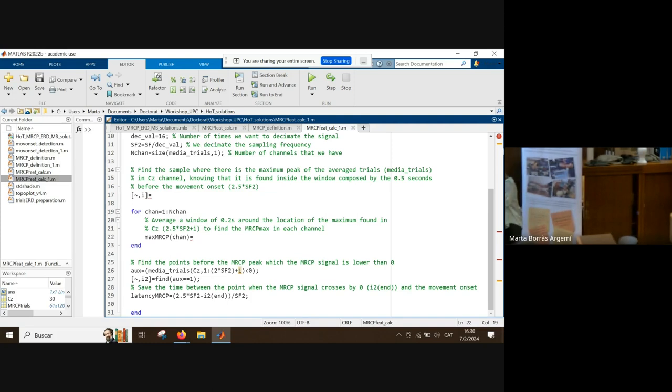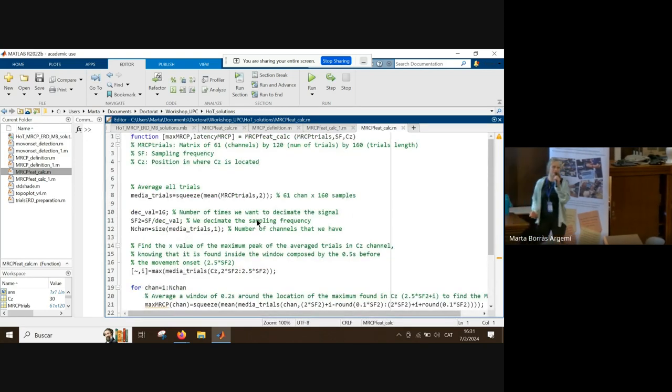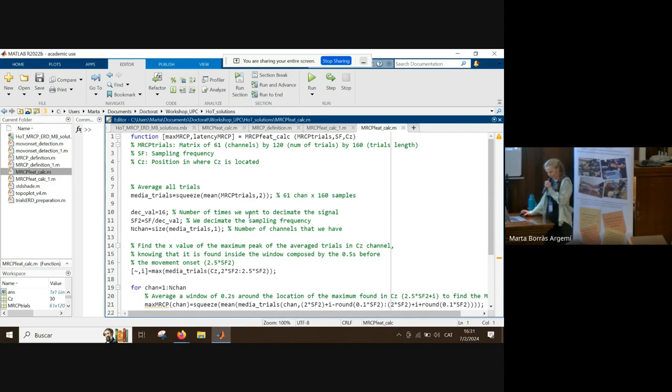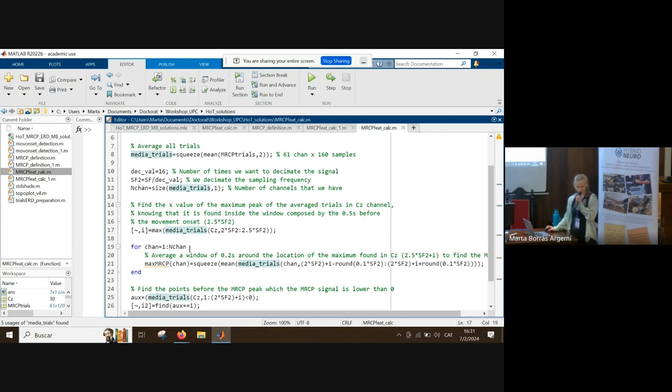Okay, so I will show you the results now. Pay attention here. To find the maximum, we take this media trials matrix in the CZ electrode, which is the one that we will be looking at, and we take a window from 0.5 seconds before the movement onset until the movement onset.